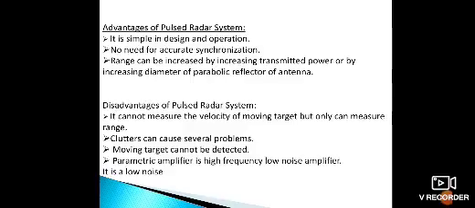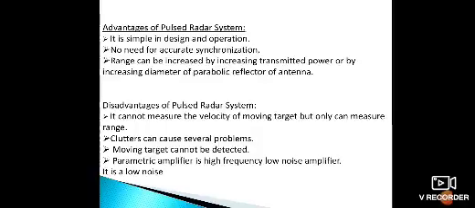And the main advantages of the pulsar radar system are that it is very simple to understand, very simple to design, and very simple in operation. There is no need for accurate synchronization. We don't use any synchronization circuits in our pulsar radar systems. And range can be increased by increasing the transmitting power. If the target is at a very high range, the power of the transmitted signal can be increased.